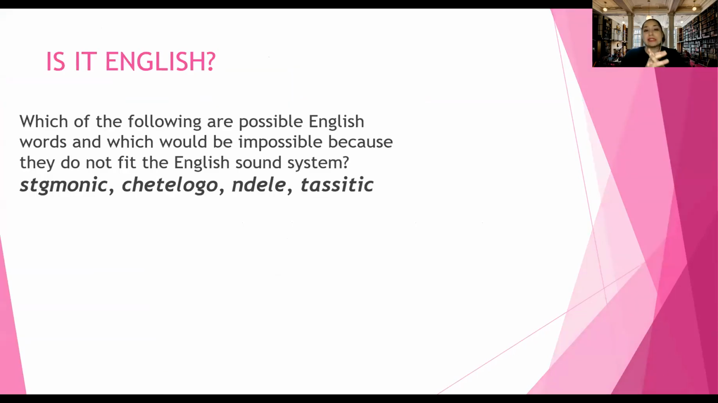So here is an example, and just as a question, now you can open your microphones. Which of the following are possible English words, and which will be impossible because they do not fit the English sound system? Who wants to guess? I'm giving you a hint. Two of them are not possible for English. Just think about it. Try to pronounce them. Two of them are not part of the English words.